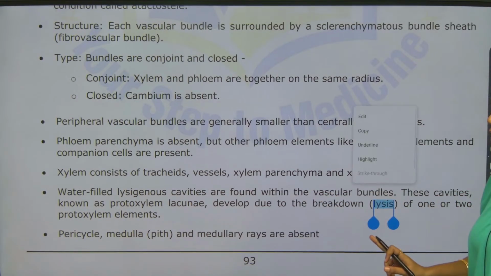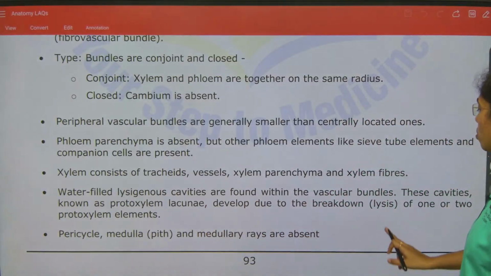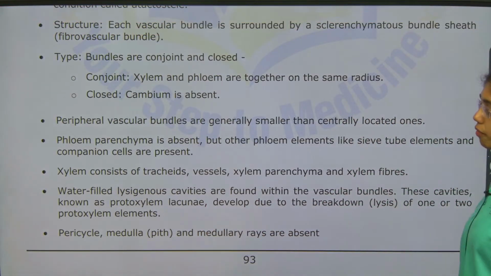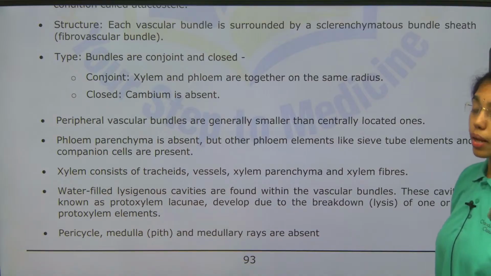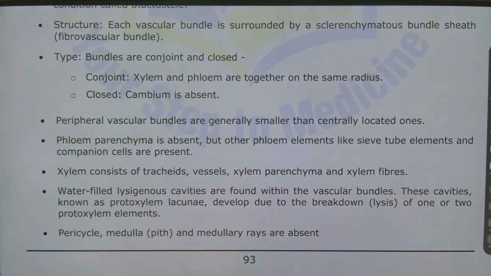These cavities are known as what? Protoxylem lacunae. They develop due to breakdown or lysis of one or more protoxylem elements. That is why the vascular bundle development here is schizolysigenous in origin. And then pericycle, medulla and medullary rays are completely absent.